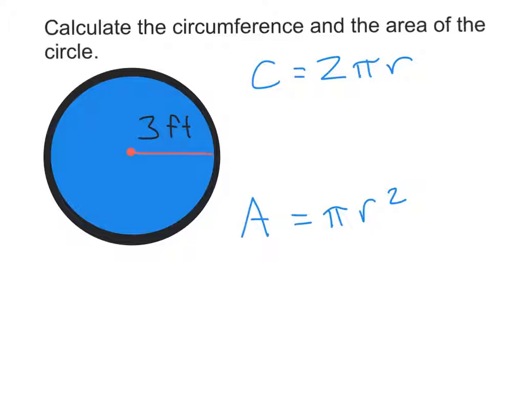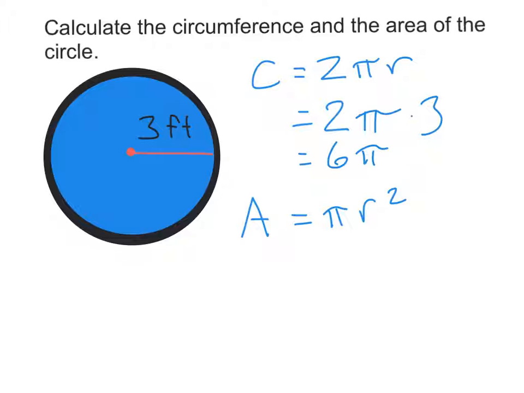Alright, so let's go ahead and dive into the circumference here. It's going to be c equals 2 times pi times the radius, which is 3. So if you multiply the numbers, you just get 6 pi.